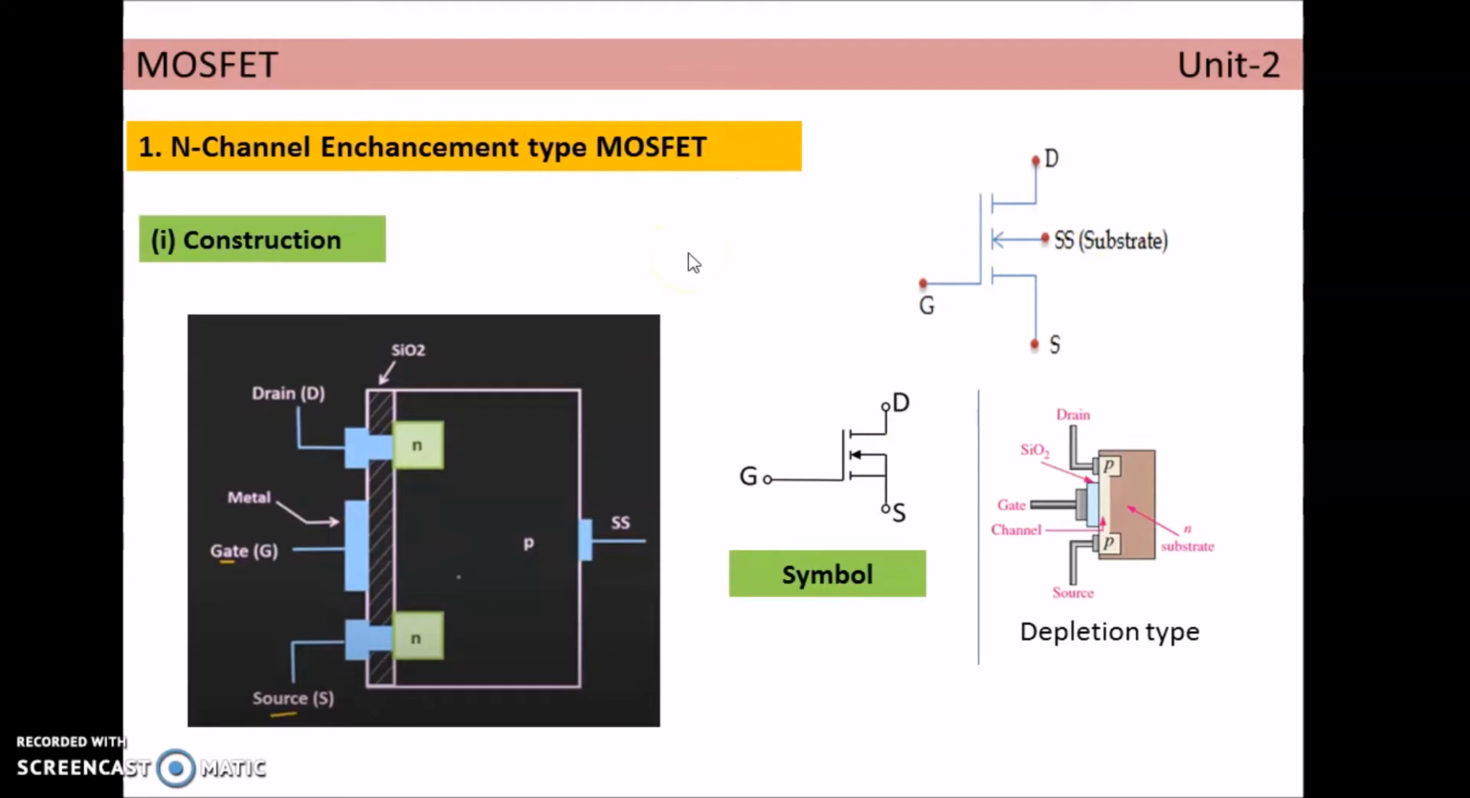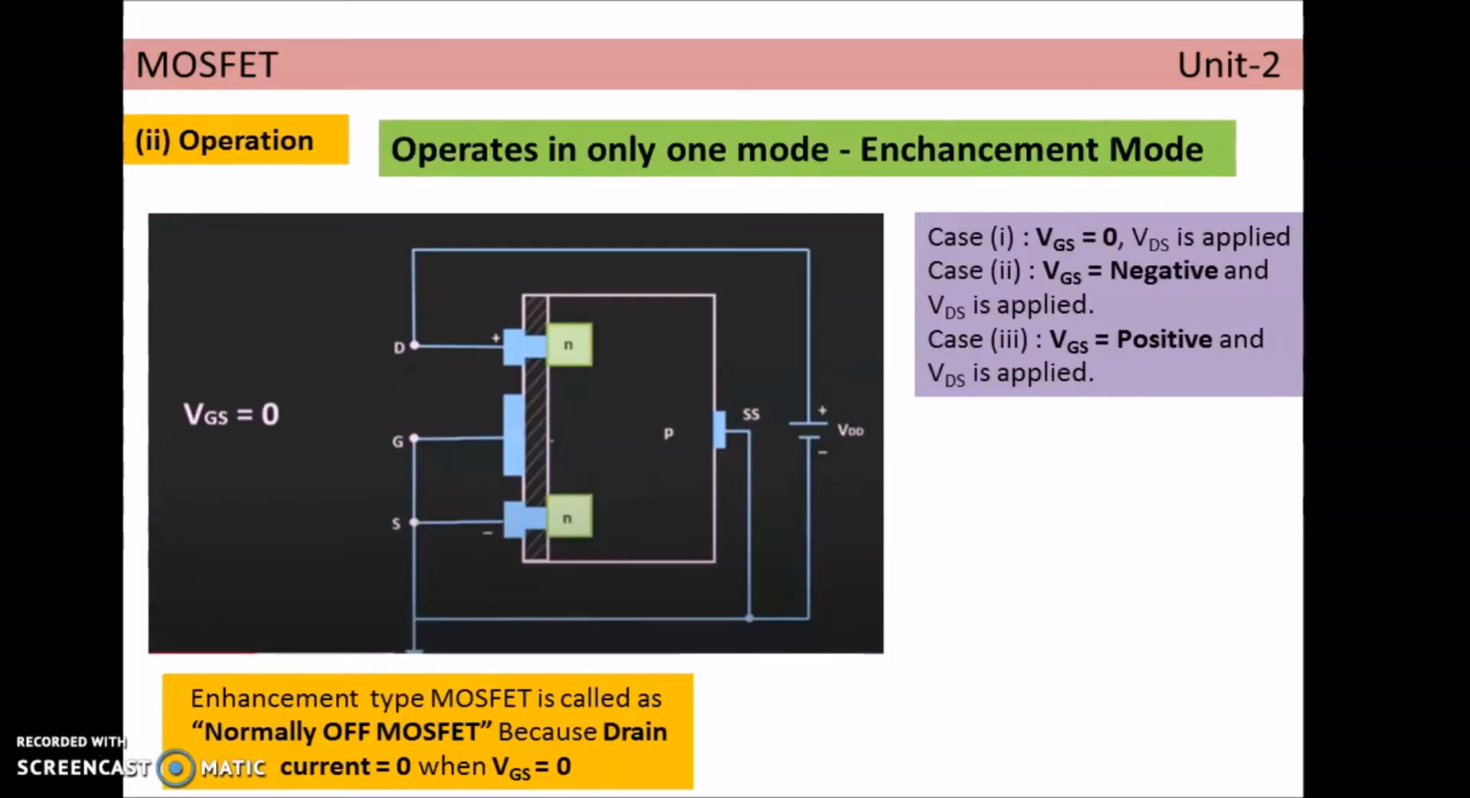We will go for the operation of N-channel enhancement type MOSFET. Normally enhancement type MOSFET operates in only one mode, that is called the enhancement mode. Whereas depletion MOSFET operates in two modes, enhancement mode and depletion mode. Let us see why the depletion mode operation is not possible here. So here also the operation can be analyzed in three cases. Case 1, VGS equal to 0 and VDS is applied. Case 2, VGS negative and VDS is applied. Case 3, VGS positive and VDS is applied.